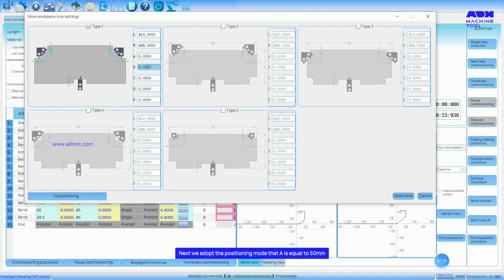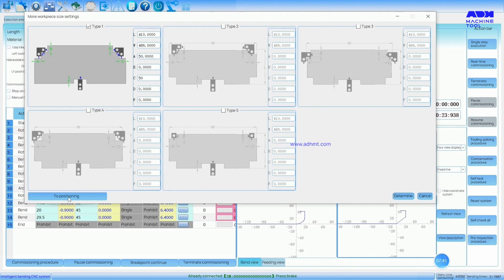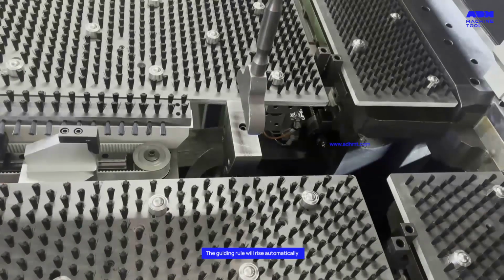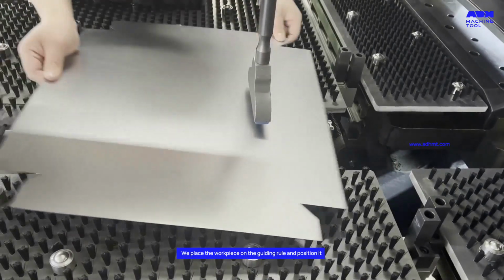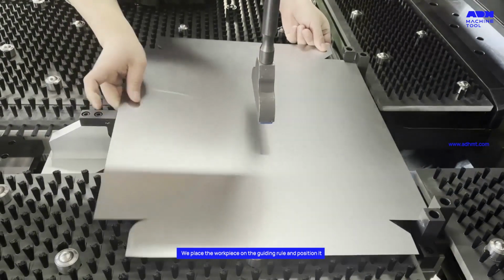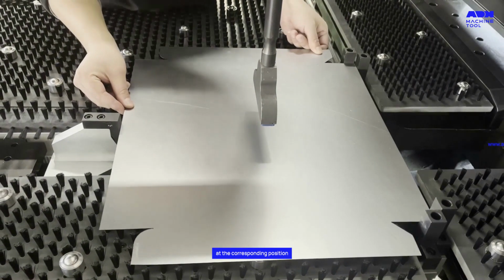Next, we adopt the positioning mode that A is equal to 50 mm. Enter the corresponding value. Because the space is symmetrical, the C hem is 50 mm as well. Click the To Positioning icon. The guiding rule will rise automatically. After rising, we place the workpiece on the guiding rule and position it at the corresponding position.